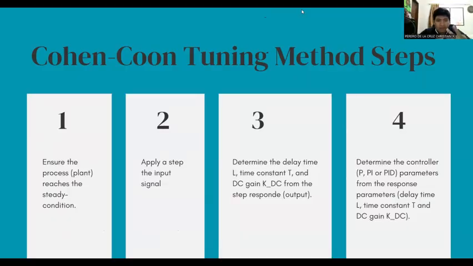Well, this method consists of four steps. The first is to ensure the process plant is in steady conditions. The second is to apply a step to the input signal. Later, determine the delay time L, the time constant T, and the DC gain KDC from the step response output. Step four consists of determining the controller P, PI, or PID parameters from the response parameters: delay time, time constant, and DC gain KDC.